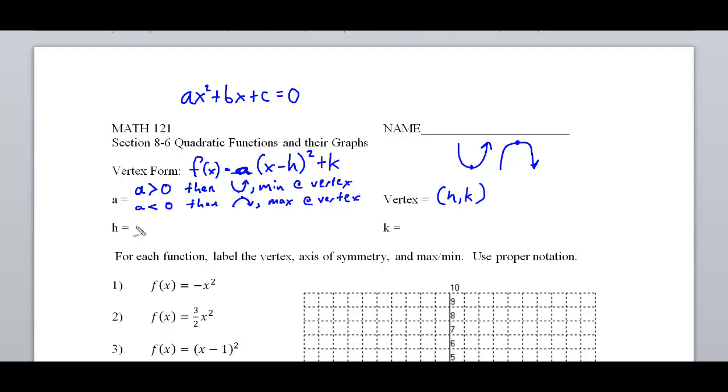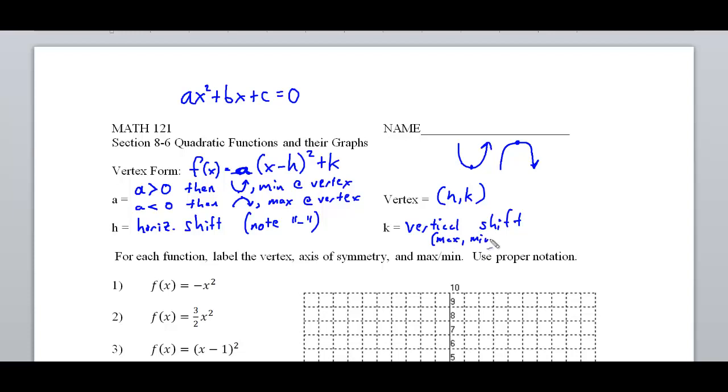Now the h is the horizontal shift, and I'll abbreviate that. The horizontal shift is important because you're going to have to note that there is a negative there, and that shift is going to be opposite of what the h value is because it's a negative. Now the k is the vertical shift, and that's just the way you see it. This vertical shift is also going to be your max or min point.